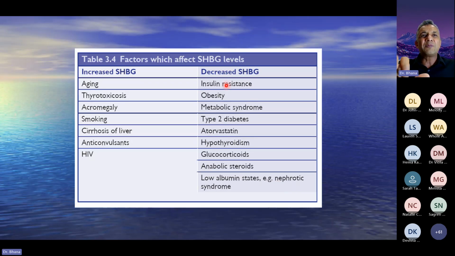So the transport molecule, because of course it's important, there's a difference between what's produced and what's delivered. So there are some conditions that are going to affect the transport molecule. And this talk is going to be available on the webinar, so you're always able to go and look at it and download this. But there's quite a few things that are going to increase sex hormone binding globulin. In other words, it's going to hold on to the testosterone and not free it up. And that's a function of aging, thyrotoxicosis, acromegaly, smoking, liver cirrhosis, anticonvulsants, and HIV.